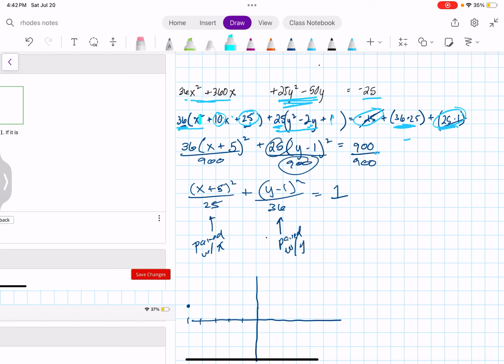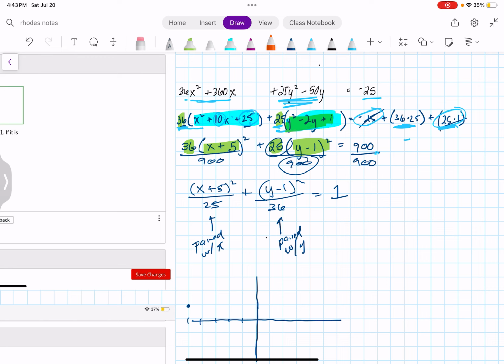This here becomes a perfect trinomial. This is a perfect trinomial. So this one here, x squared plus 10x plus 25, turns into x plus 5 squared. And this one here turns into y minus 1 squared. Okay. Still had this 36 out front, still had this 25 out front, which relates to those values there, is equal to 900.